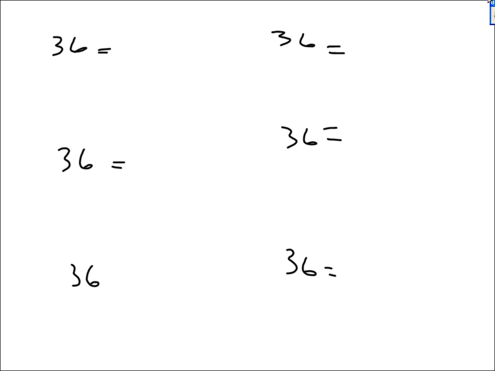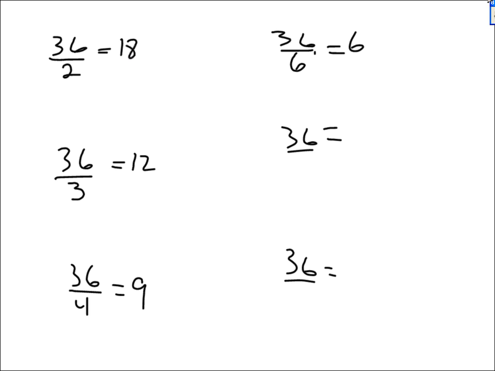You can give me 2 numbers, or think of 2 numbers that multiply out to 36. Any 2 numbers. 2 and 18. 3 and 12. 4 and 9. 6 and 6. 9 and 4. 12 and 3. All of these divisions are correct.